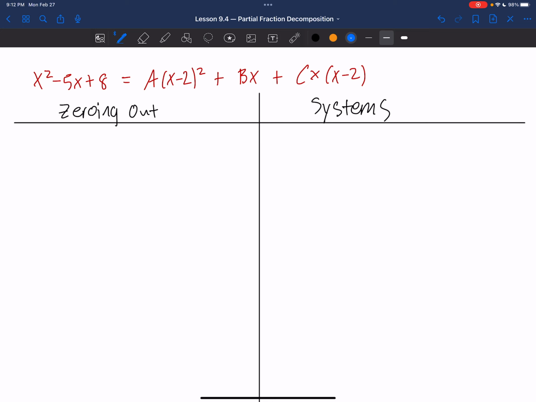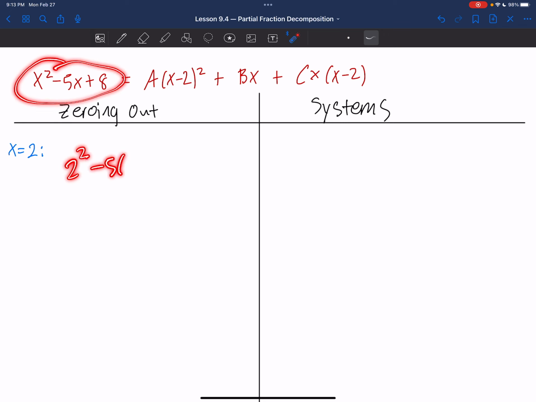So pick zeros for each factor. Suppose x equals 2. Then I find, plugging 2 in here, that's 2 squared minus 5 times 2 plus 8. That's 4 minus 10 plus 8. That's negative 6 plus 8. That's 2. So that's equal to 2.